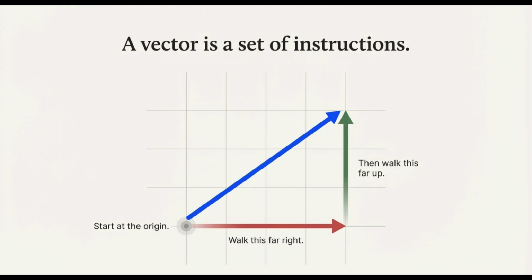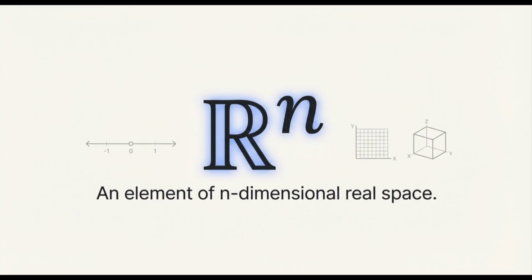One way to think about a vector is as a set of instructions. Start here, move this far to the right, then move this far up. That's it. The arrow you see isn't the vector itself, it's just a picture of those instructions. And this idea will scale beautifully when we move beyond simple 2D space. Mathematically, a vector lives in something called R^n. That sounds intimidating, but it's actually simple. It just means instead of two numbers, you might have hundreds or thousands or even millions of dimensions. AI models don't live in 2D or 3D, they live in very high dimensional spaces.